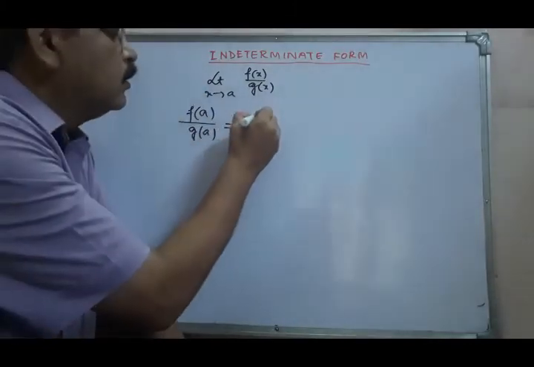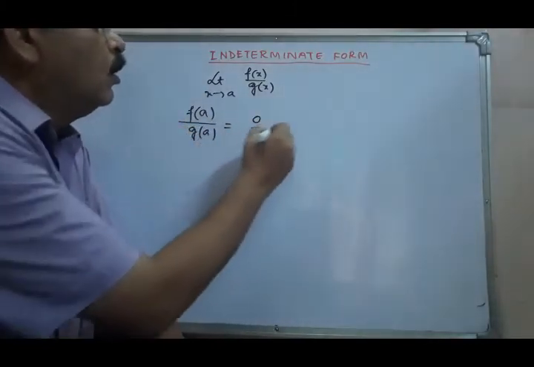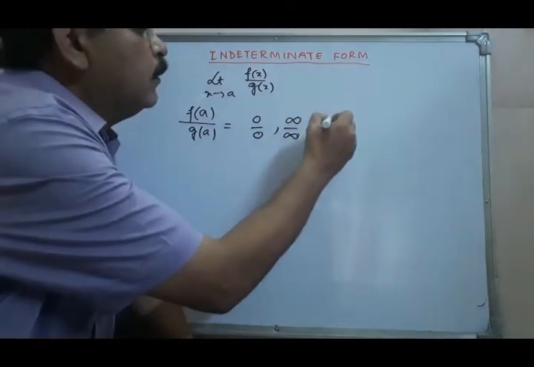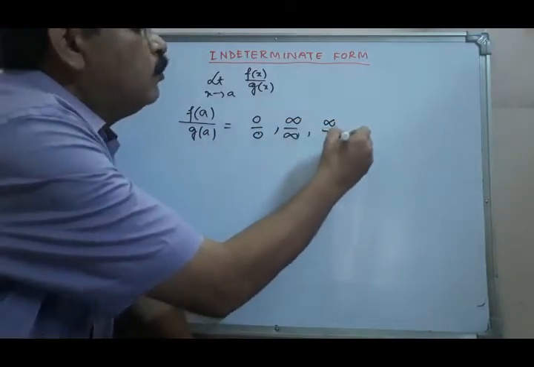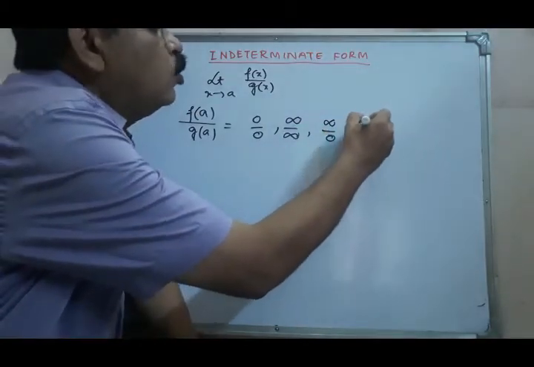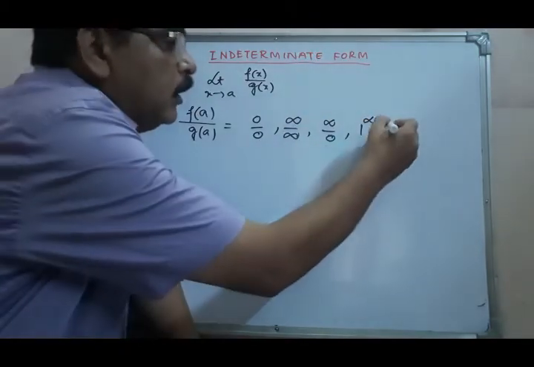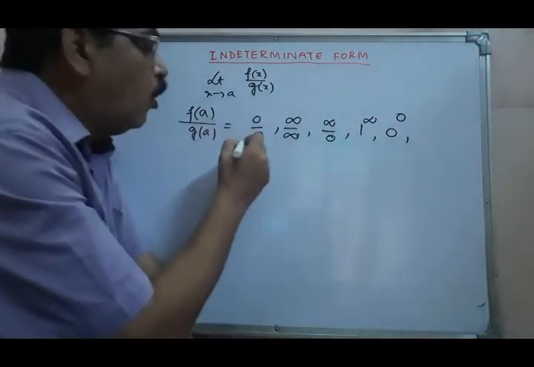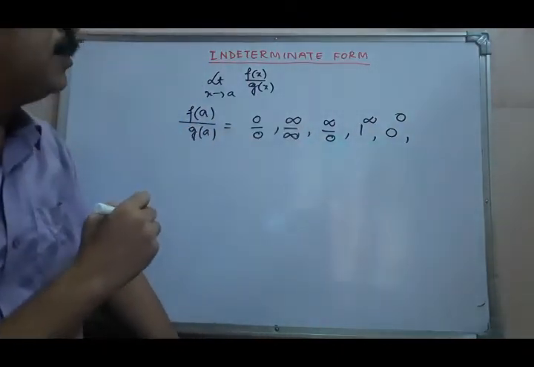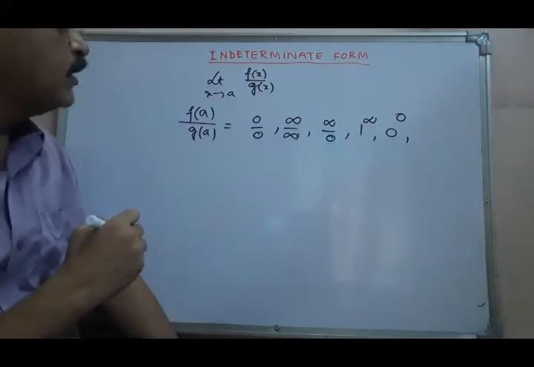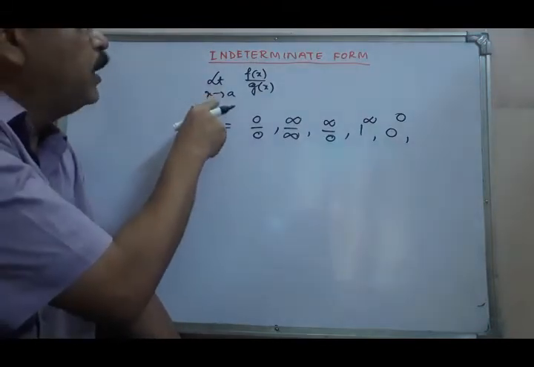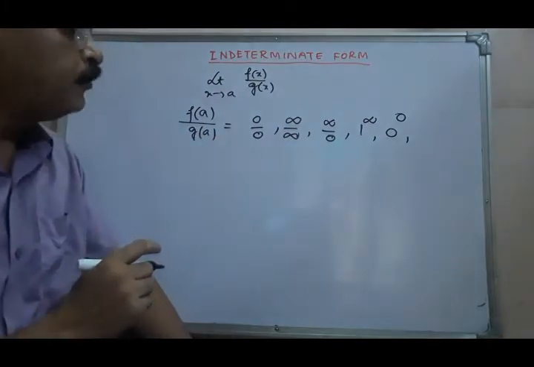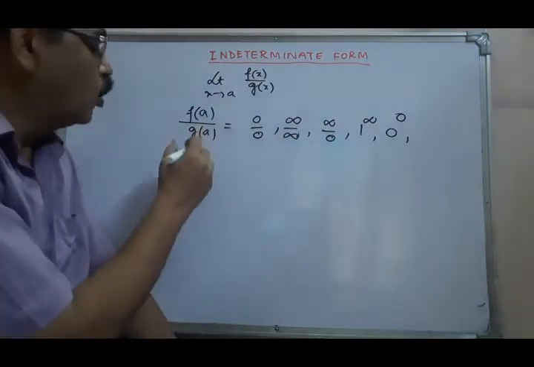It may be 0 by 0 form, it may be infinity by infinity form, it may be infinity by 0 form, it may be 1 to the power infinity form, it may be 0 to the power 0 form. So all these forms are known as indeterminate forms. In such cases we will not replace the value of x directly in the function. We have to apply L'Hospital rule.